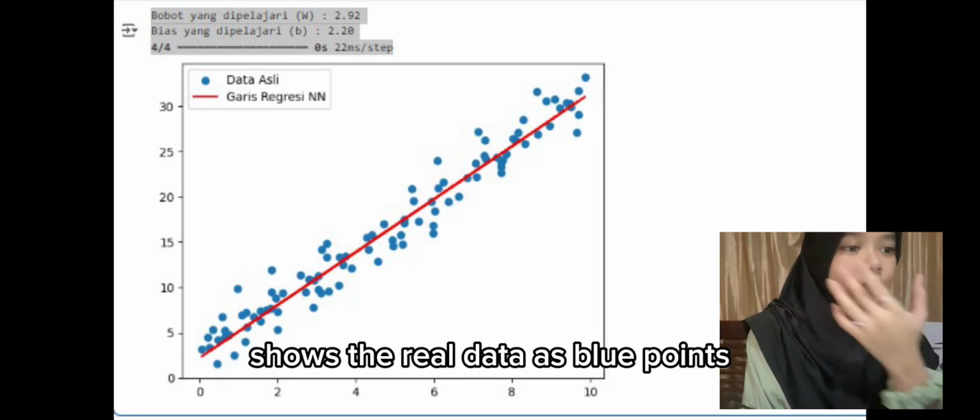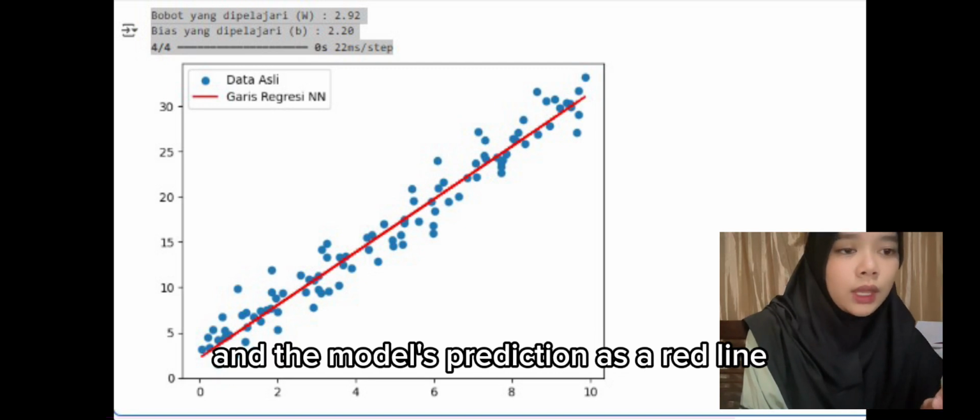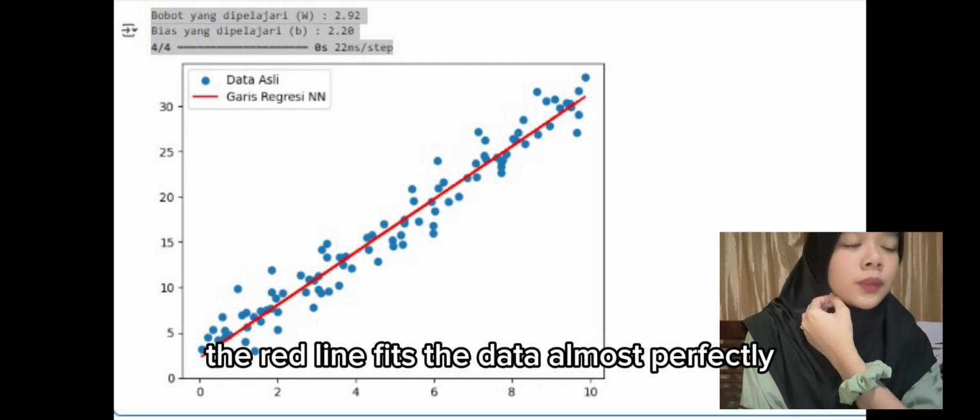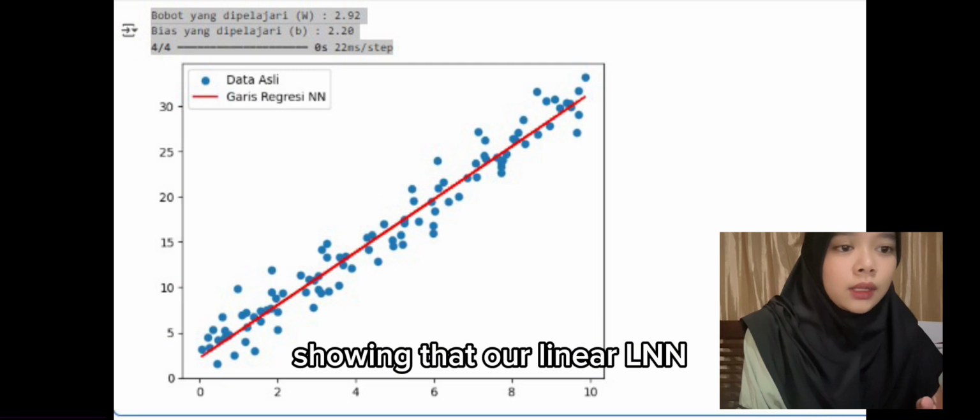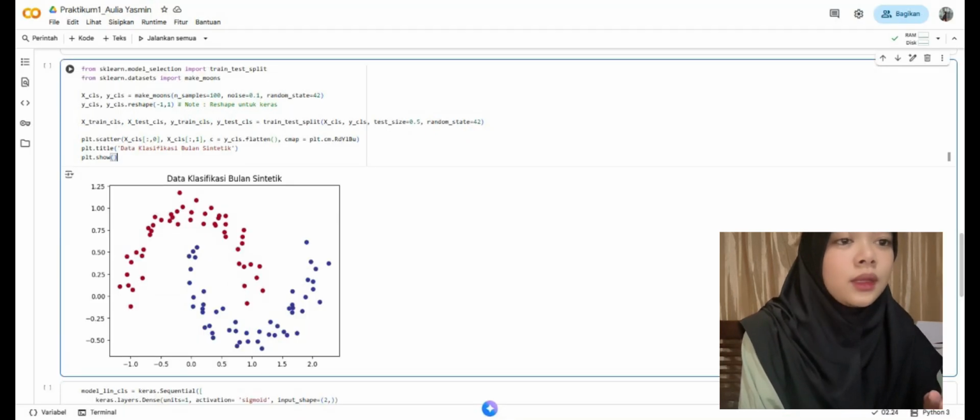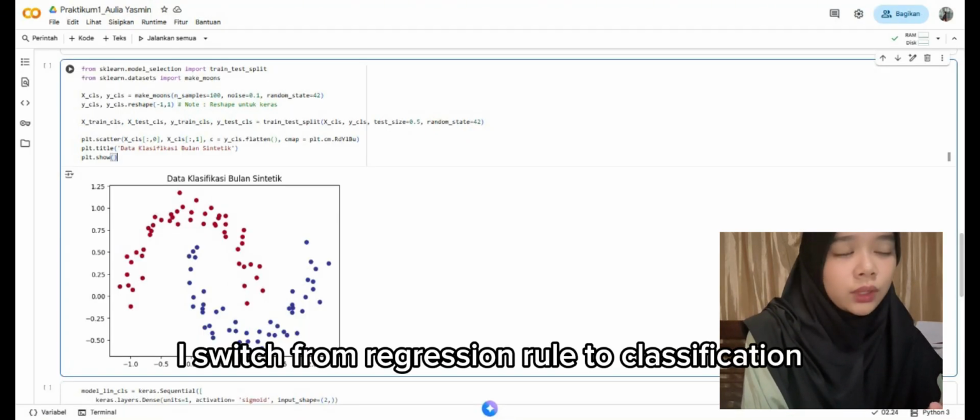The plot shows the real data as blue points and the model's prediction as a red line. As you can see, the red line fits the data almost perfectly, showing that our linear LNN successfully learned the underlying pattern.